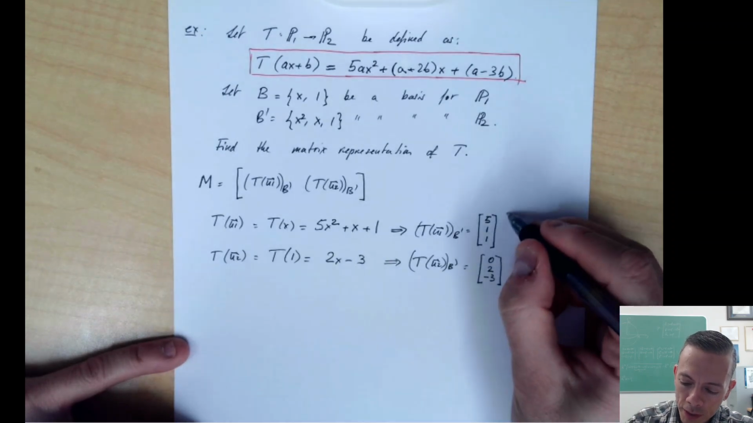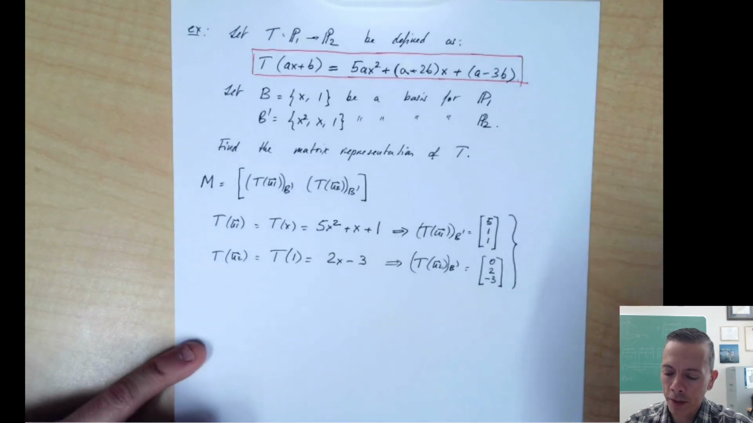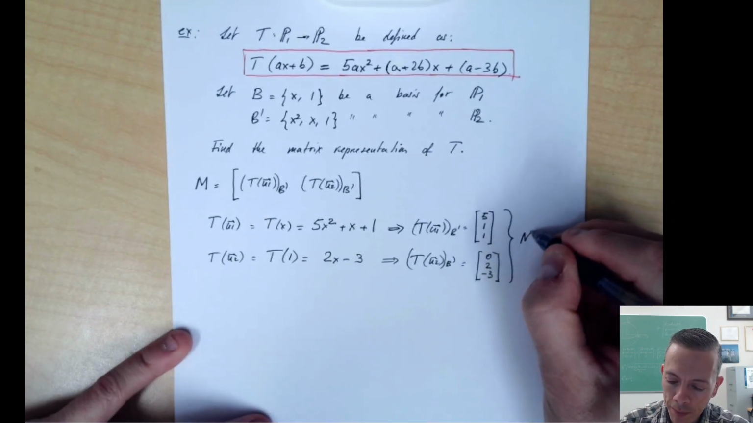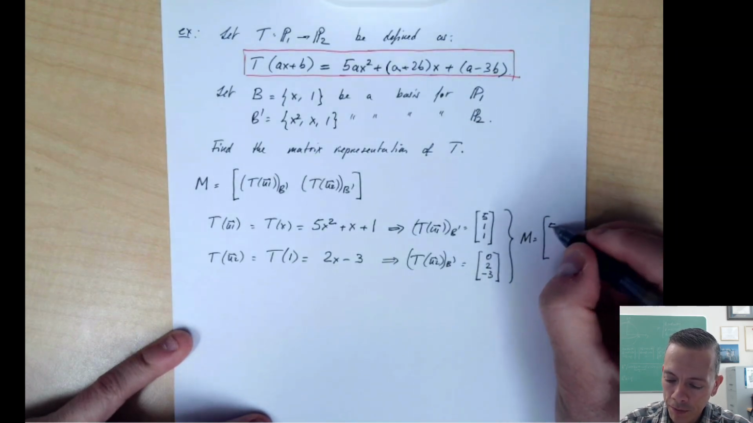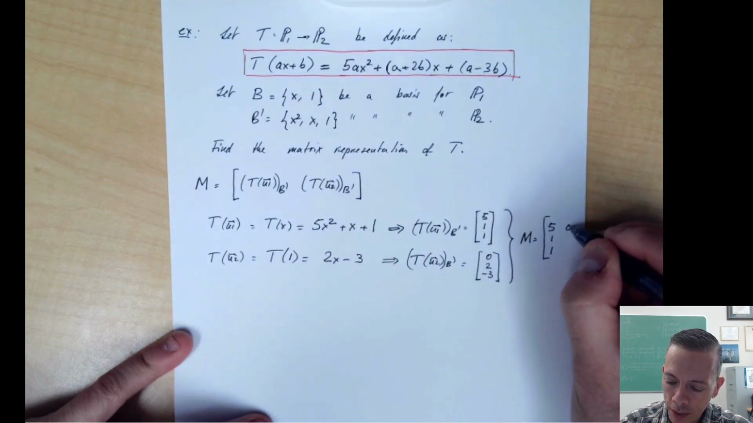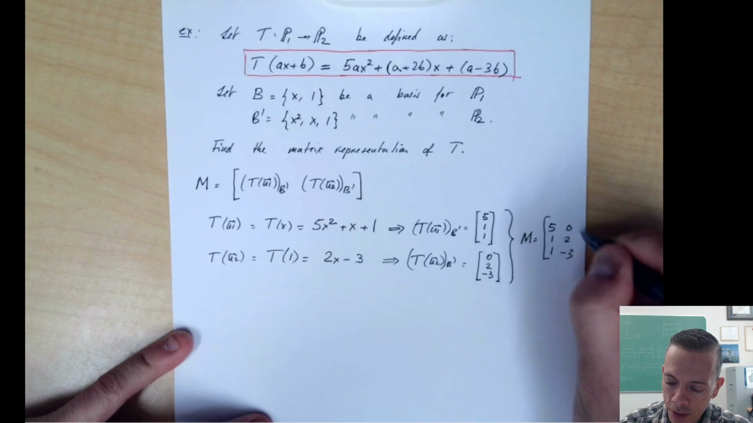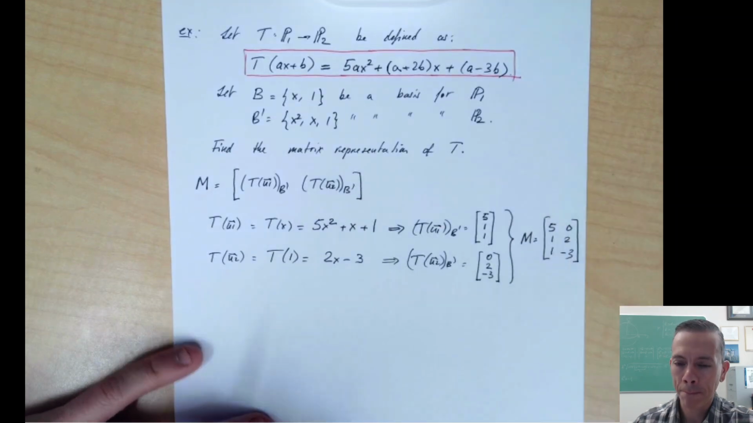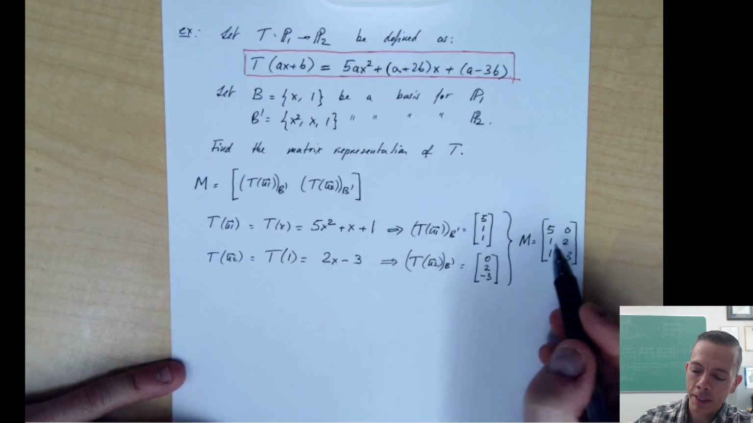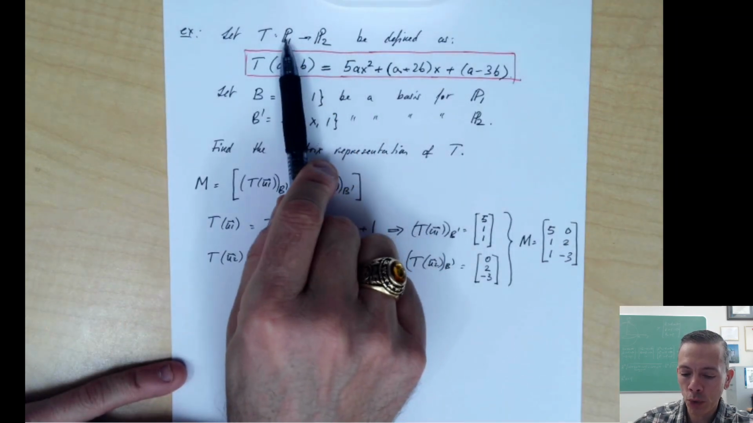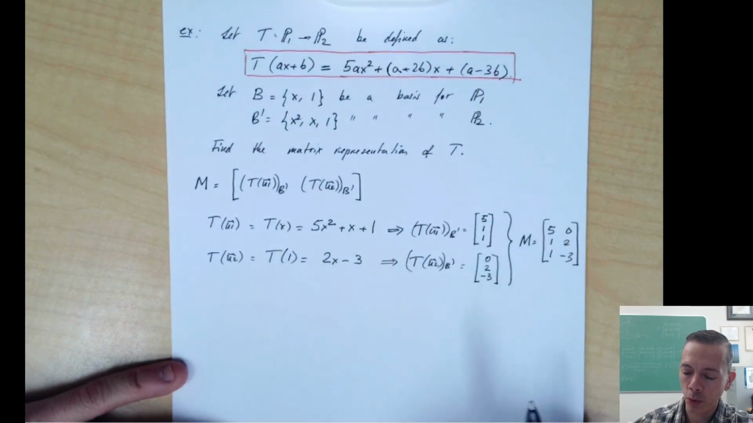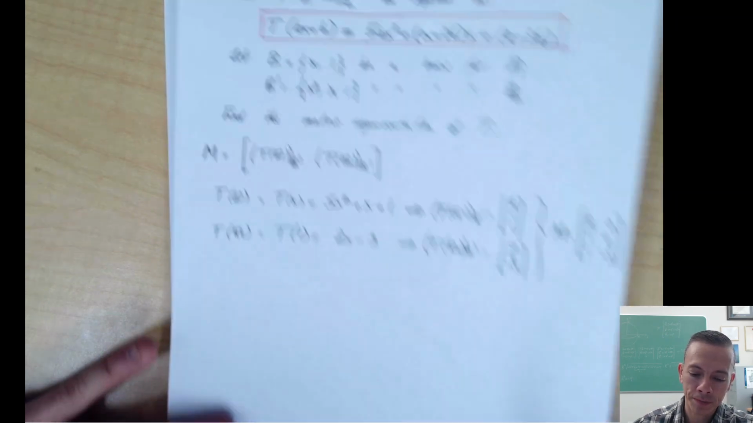So now we can take these two columns and put them together to obtain the matrix M, which will be a matrix with columns 5, 1, 1, and 0, 2, minus 3. It makes sense that this is a 3 by 2 matrix because it goes from a space of dimension 2 to a space of dimension 3, in other words, from R2 to R3. So the dimensions are correct.